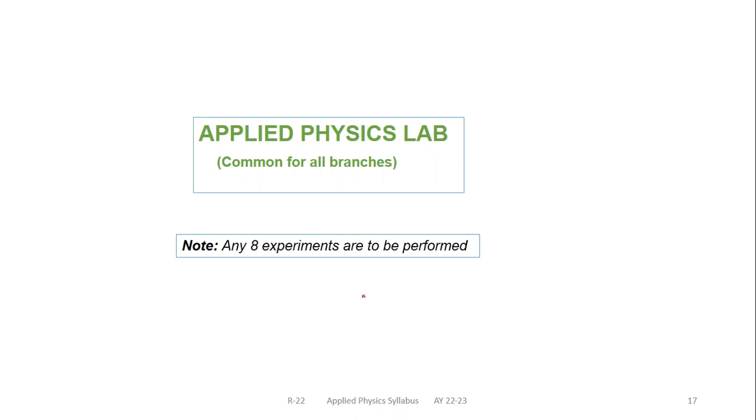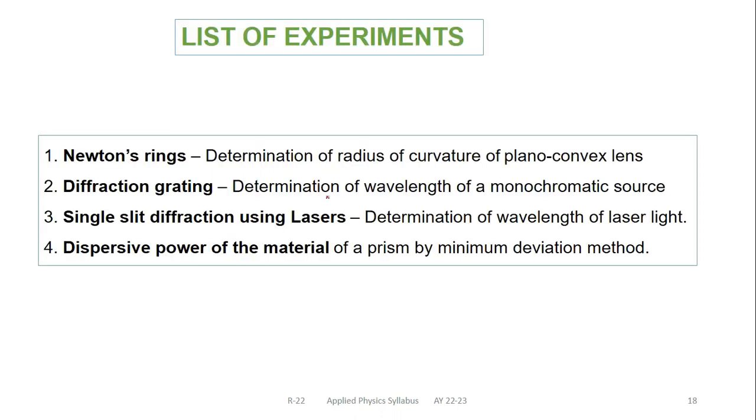And when we come to the applied physics laboratory, we have 12 experiments, of which we have to perform any 8. In wave optics, we have Newton's ring experiment, which we study in theory. Then diffraction grating, determination of the wavelength of a monochromatic source, and single slit diffraction using lasers also. We have determination of the wavelength of laser light. Then dispersive power of the material of a prism by the minimum deviation method. So in this we will do three experiments mainly based on wave optics.